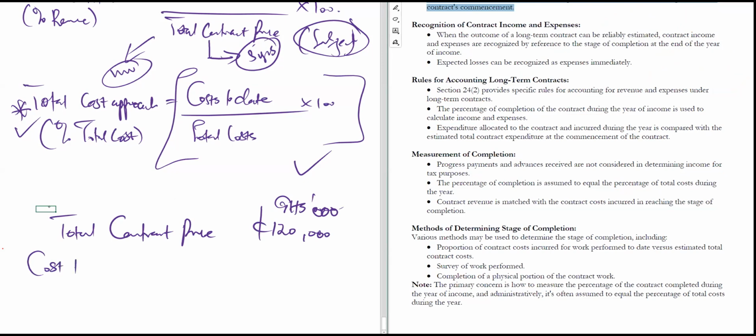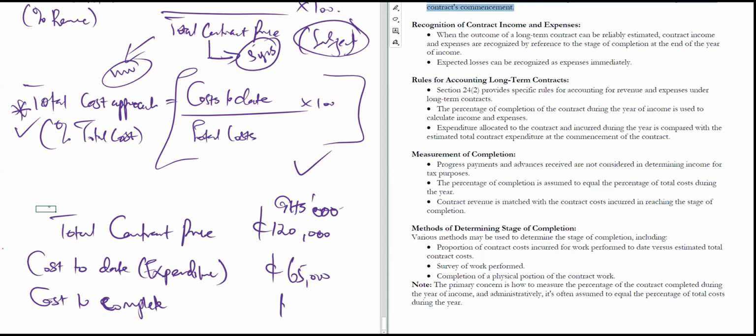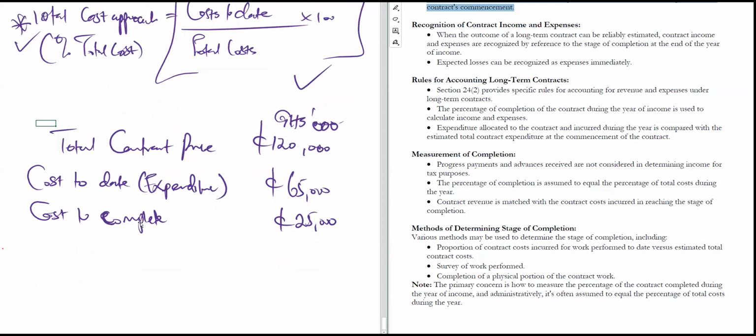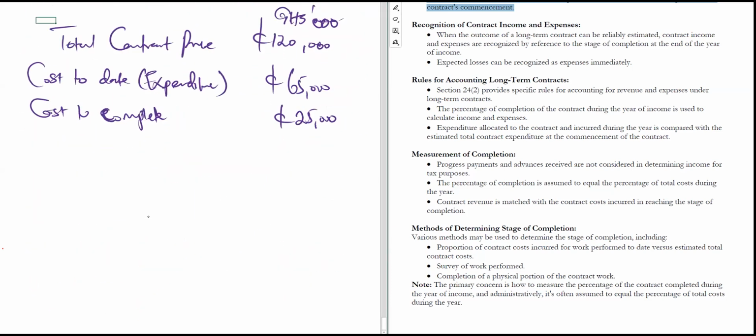And then the costs, okay? We have cost to date, the expenditure we have incurred to date, right? We have incurred a total cost of, say, 65,000, and cost to complete. We need a total cost to complete this contract of, let's say, 25,000, right? So this is the total cost to complete, okay? And then this contract is over 5 years. Okay, it's a 5-year contract.